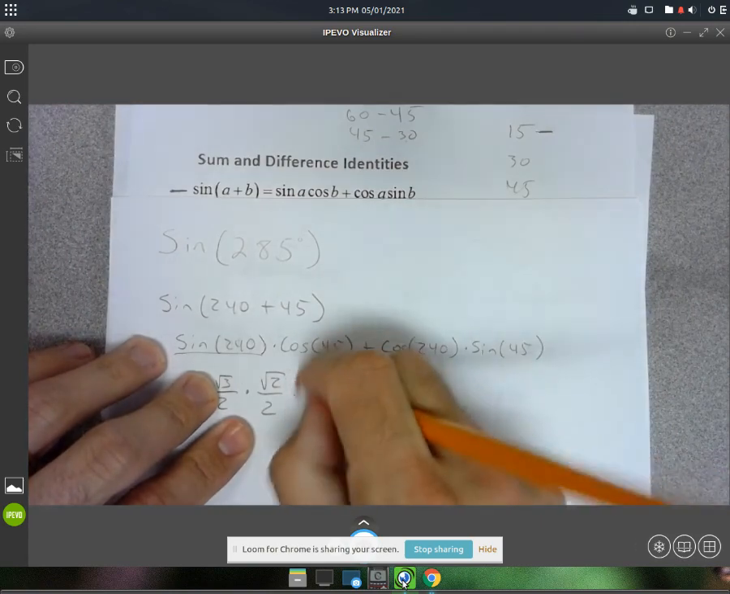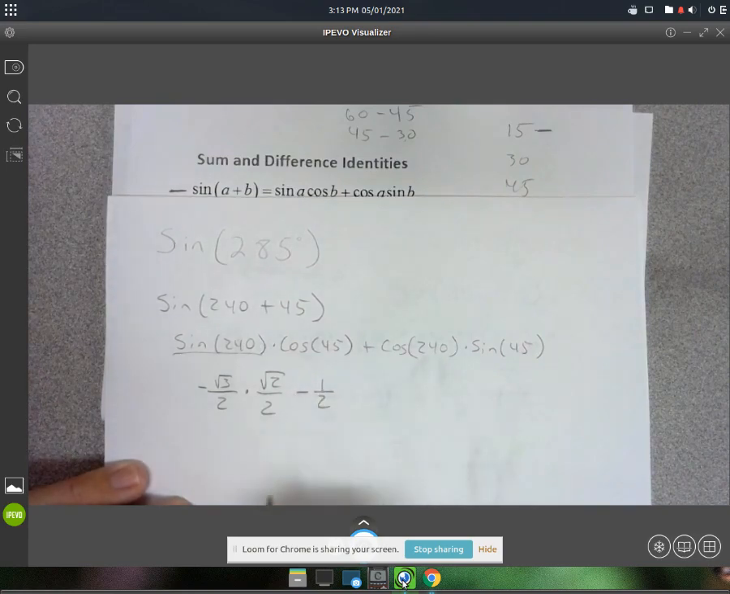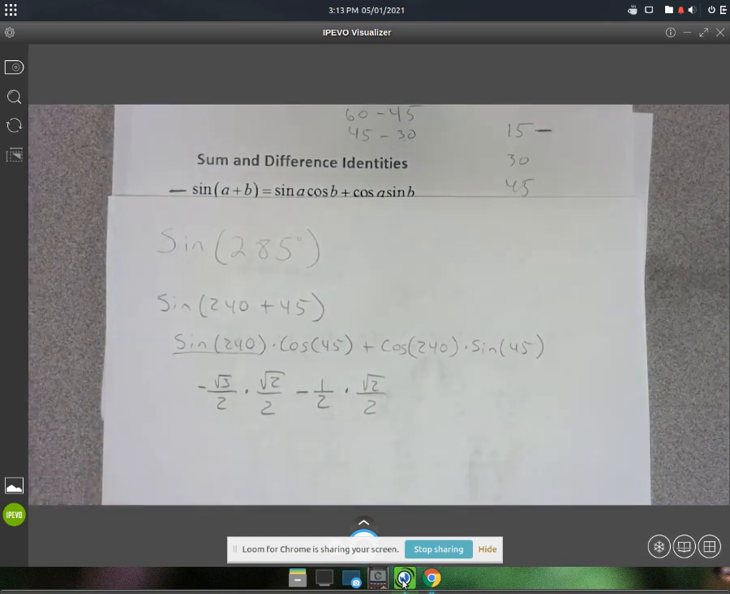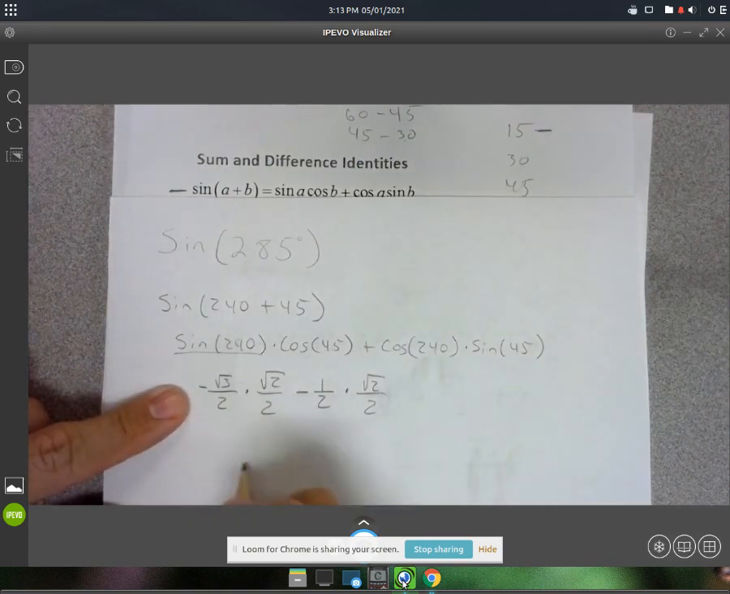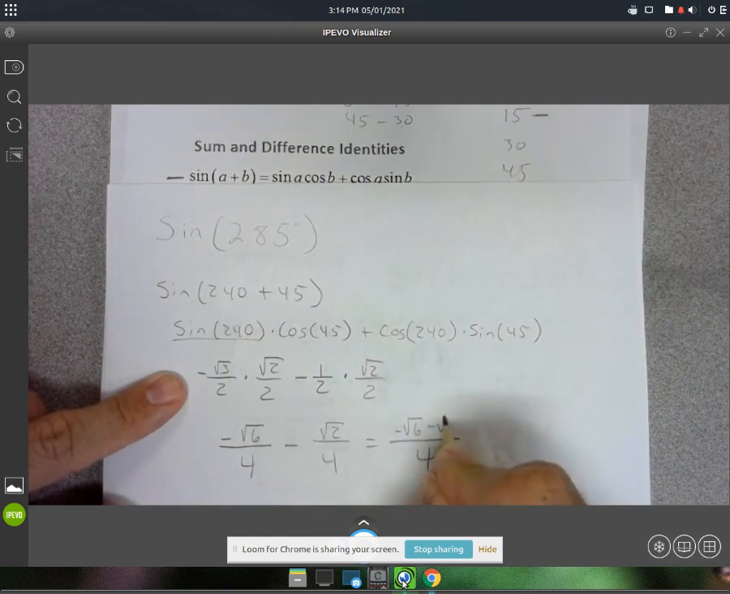So I can put a minus right here. It's a negative 1/2, so I'll say minus 1/2 times root 2 over 2 for the sine of 45. Multiplying, I'll get a negative root 6 on top, and 2 times 2 is 4. And then minus, I'll get a root 2 on top and a 4 on the bottom. Now I can combine into one denominator, 4, and it's going to be negative root 6 minus root 2.